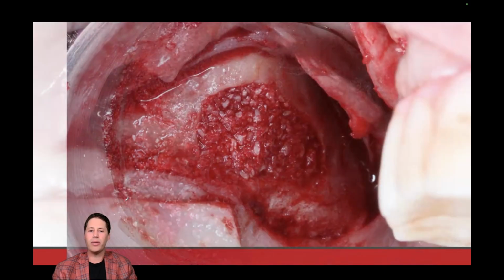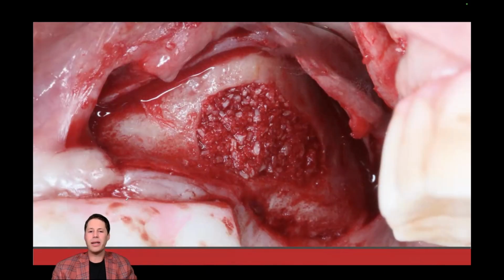Just another different view here. And now you can see the window is packed. A couple things to take note of here that there are no photos to show. First, I will place a resorbable collagen membrane at the floor of the sinus prior to placing my graft material. Why? It just helps protect the graft. The bone graft is sharp. You can perforate through the Schneiderian membrane, and then you can have residual particles floating in the maxillary sinus. We really don't want that. So it's just an added measure of safety for the patient.